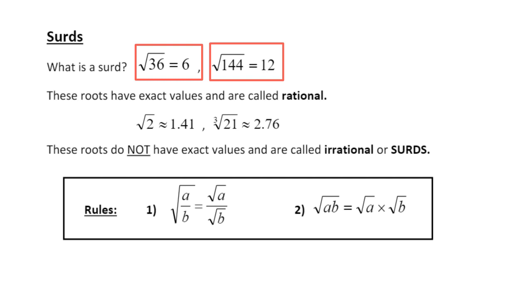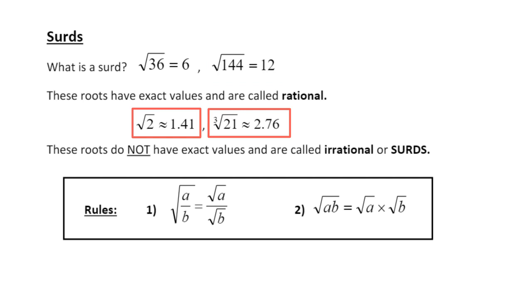Okay, so root 2, as you can see from the screen, gives you approximately 1.41. The cube root of 21, approximately 2.76. Because they have decimal values that could carry on, they're not an exact value, so they're not rational. Okay, and therefore they're surds. Now in simple terms, though, we're looking at surds as just something that's got a square root over it.